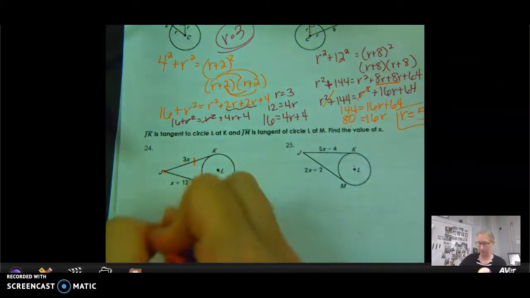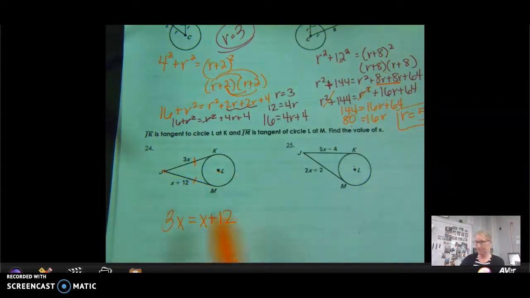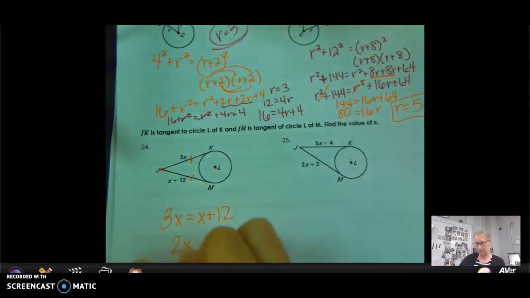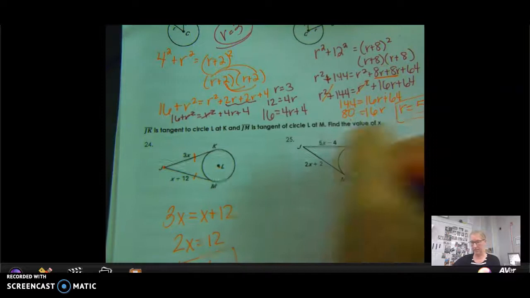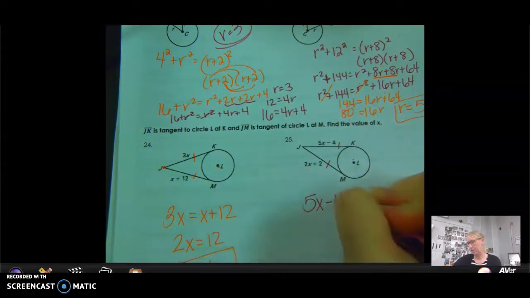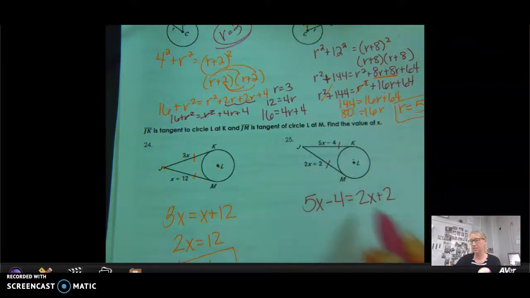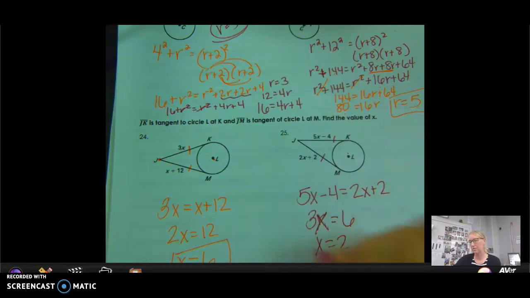So to do that, I would say 3x is going to be equal to x plus 12. I subtract x from both sides, so I get 2x equals 12. So x equals 6. Same idea here. This is equal to this. So 5x minus 4 equals 2x plus 2. I'm going to subtract 2x from both sides, so I get 3x. And I'm going to add 4 to both sides to get 6, so I get x equals 2.